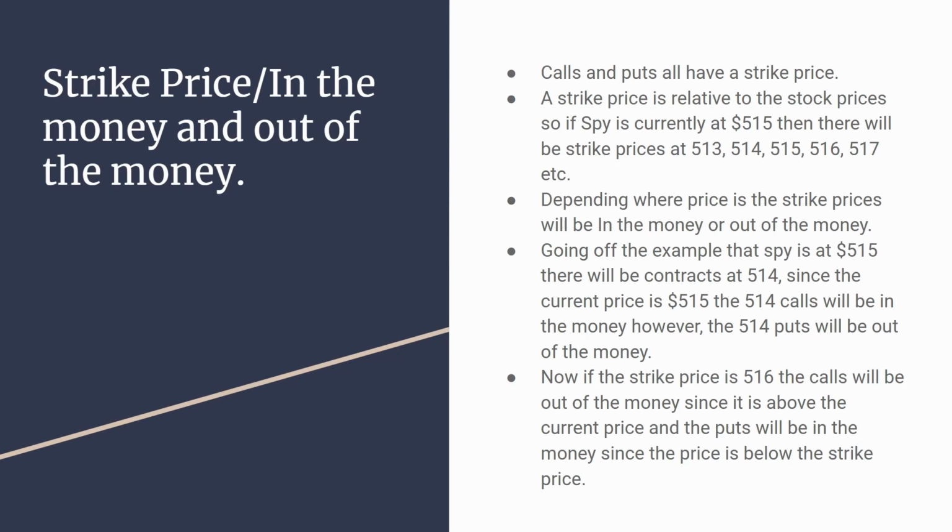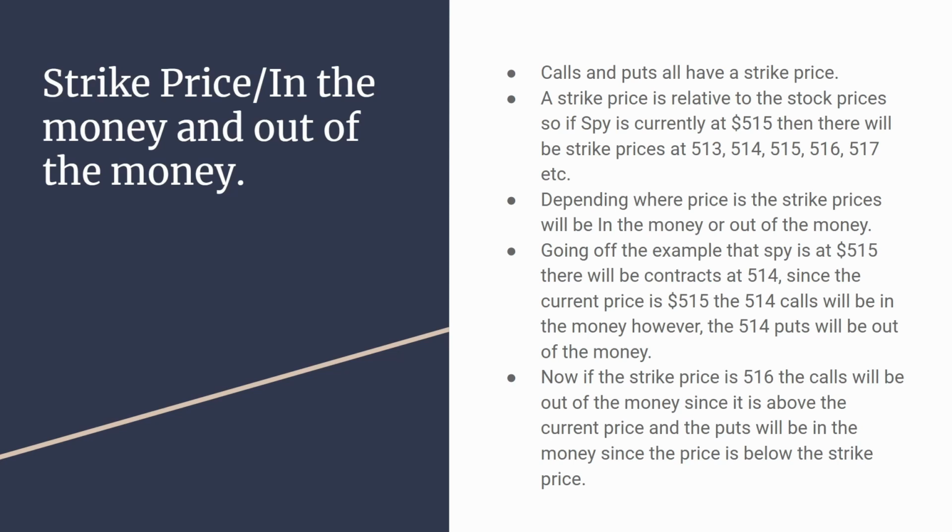Depending where the price is, the strike prices will be in or out of the money. So we'll go off the example that SPY is at 515. There will be contracts at 514, $1 below the current price. Since the current price is at 515, which is above the strike price, the 514 calls will be in the money. However, 514 puts will be out of the money. Now, if the strike price is 516, above the current price of the stock, the calls will be out of the money since it is above the current price, and the puts will be in the money since the price is below the current strike price.